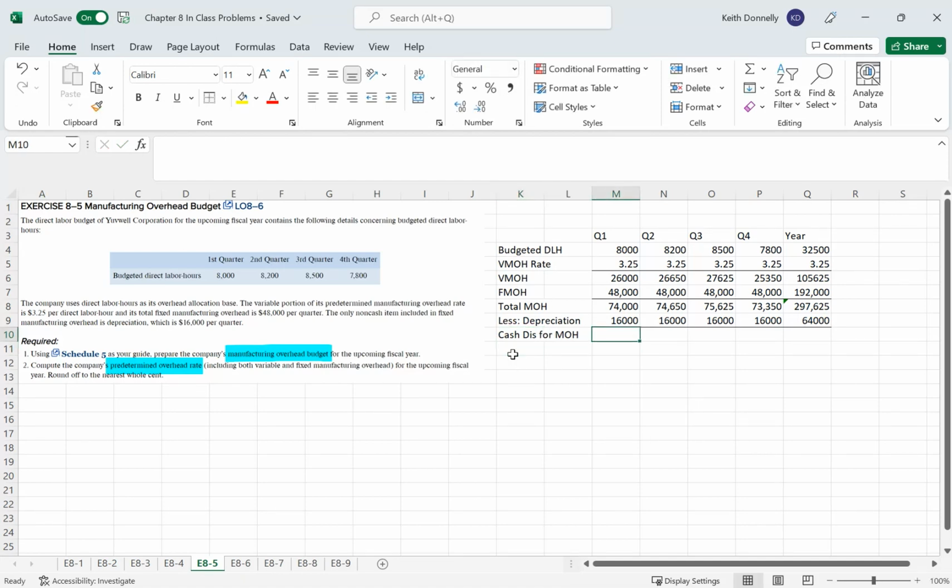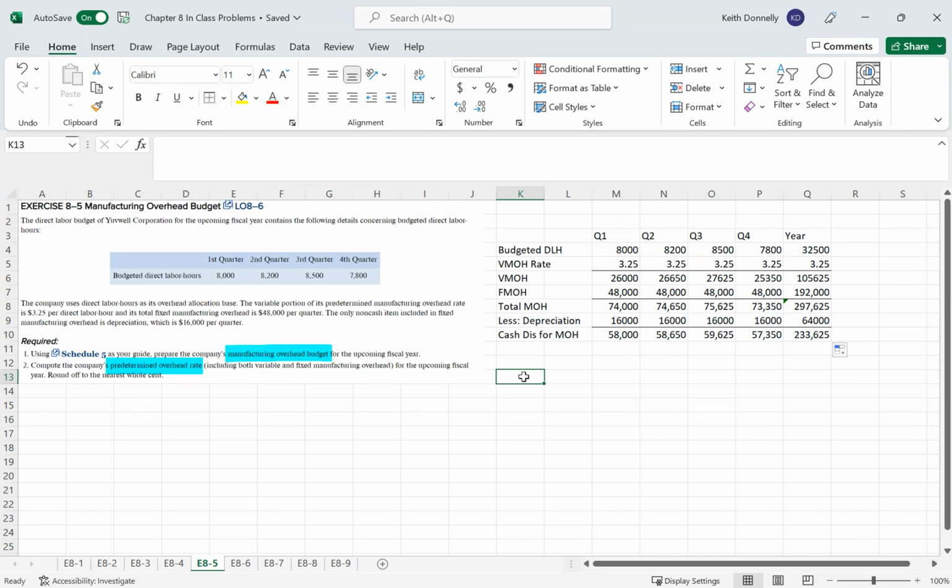Basically, our cash outlay is what we pay in cash for manufacturing overhead. So 74 minus the 16 is 58. Oops. Sorry there, I'm screwing this up today. 233,625. All right, cool, right? That's the manufacturing overhead budget.